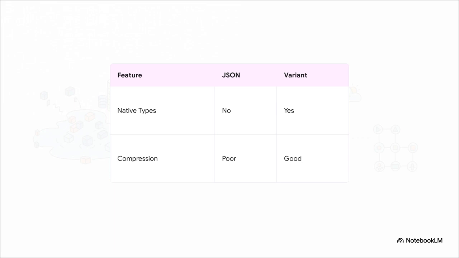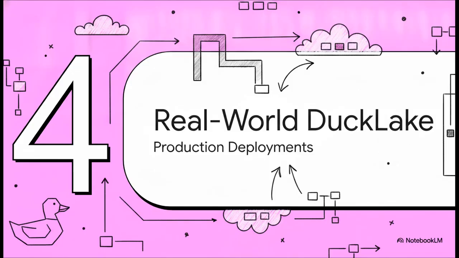That gives you incredible compression, file-best pruning, and near-native query performance on data that is, frankly, quite messy. Which brings us to Section 4, real-world DuckLakes, production deployments.